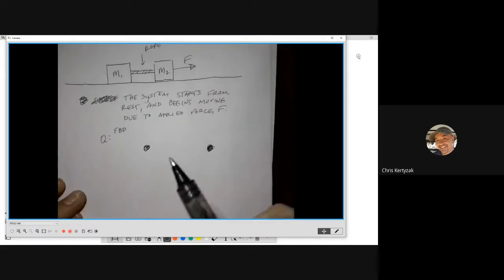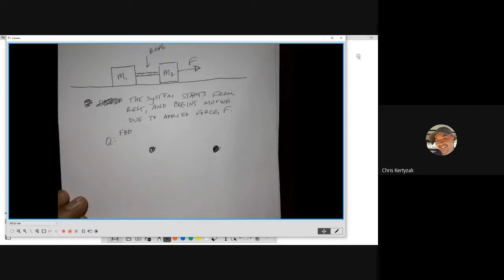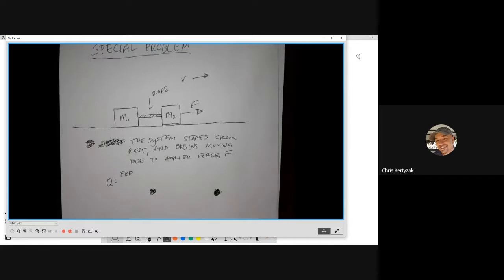Okay, so you can try to think about it yourself, maybe. So it's not just a copy of what I do, but you can think about it, try it yourself. What would the free body diagram look like for that scenario that I've drawn?